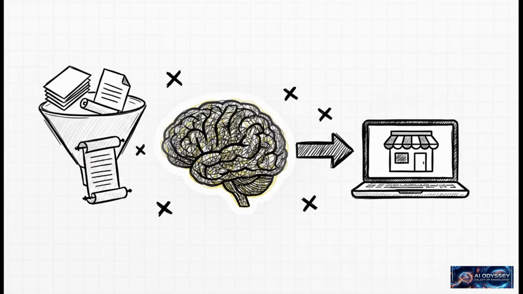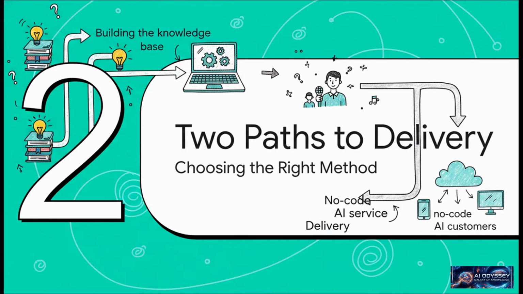Okay, so the foundation for this whole thing, the secret sauce, is a tool called Google NotebookLM. What it does is let you build a very specific, contained knowledge base using your own documents. This becomes the brain of your whole operation. It's the core of a digital service that you can build and sell, all without writing a single line of code.